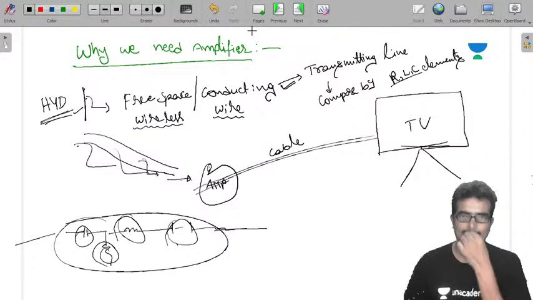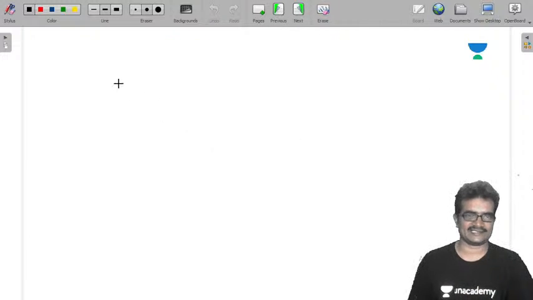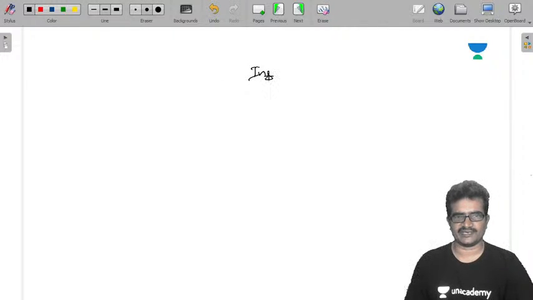For example, let us take an instrumentation amplifier. One of the amplifiers is the instrumentation amplifier.